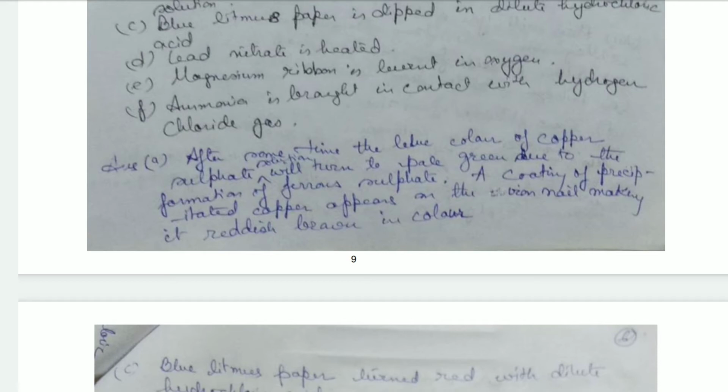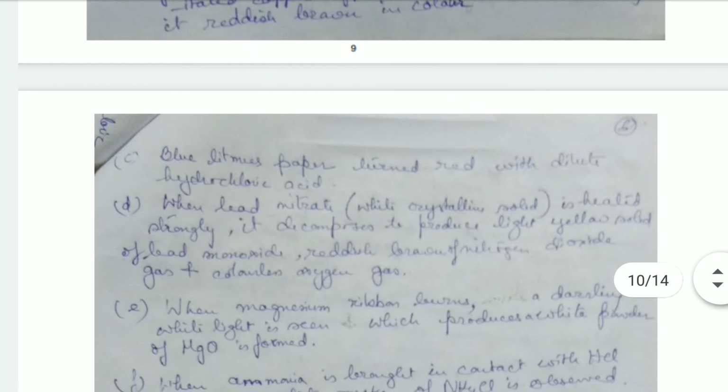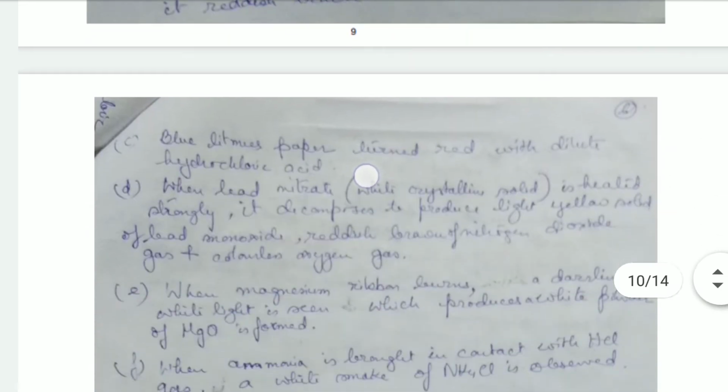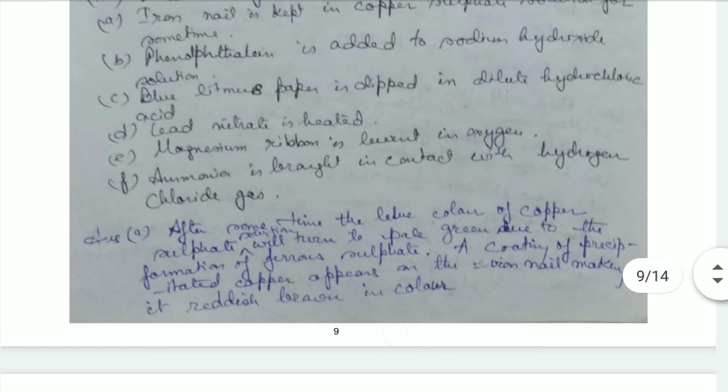Okay. Next question is, what do you observe when phenolphthalein is added to sodium hydroxide solution? Now, when phenolphthalein is added to sodium hydroxide solution, okay, I have missed this one. I'll tell you in my next video.